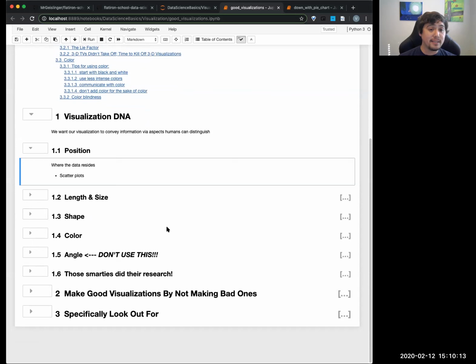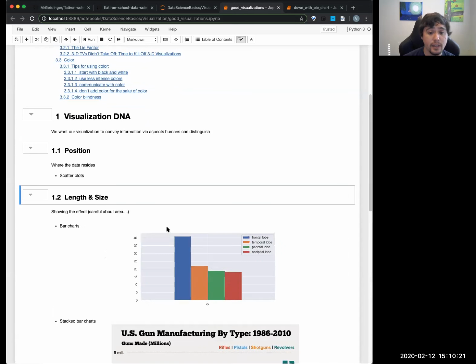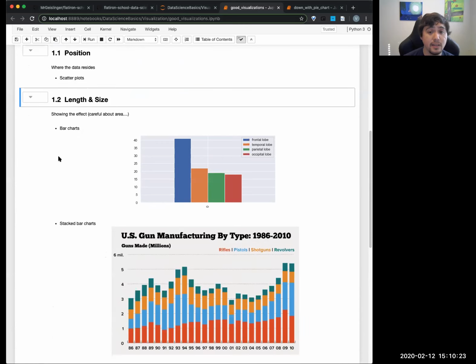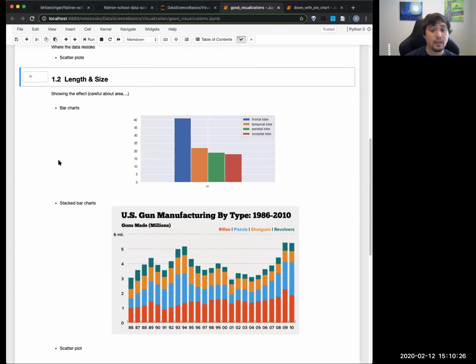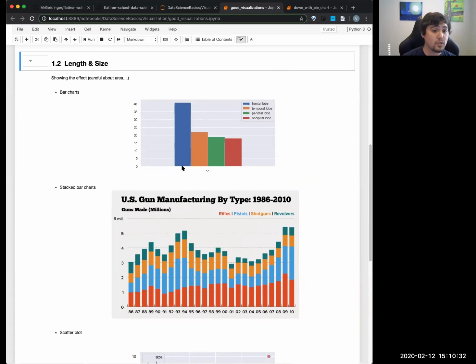Position is where you're conveying information by where the data point lives in the graph or the visualization. Think of scatter plots, right? Pretty straightforward. And then we have things like length and size. This can be like showing an effect, for example bar charts, right? Like we saw last time, something that's taller, you think, oh, this is more, obviously. You don't even have to look at the numbers. You generally understand, oh, this is a bigger value.